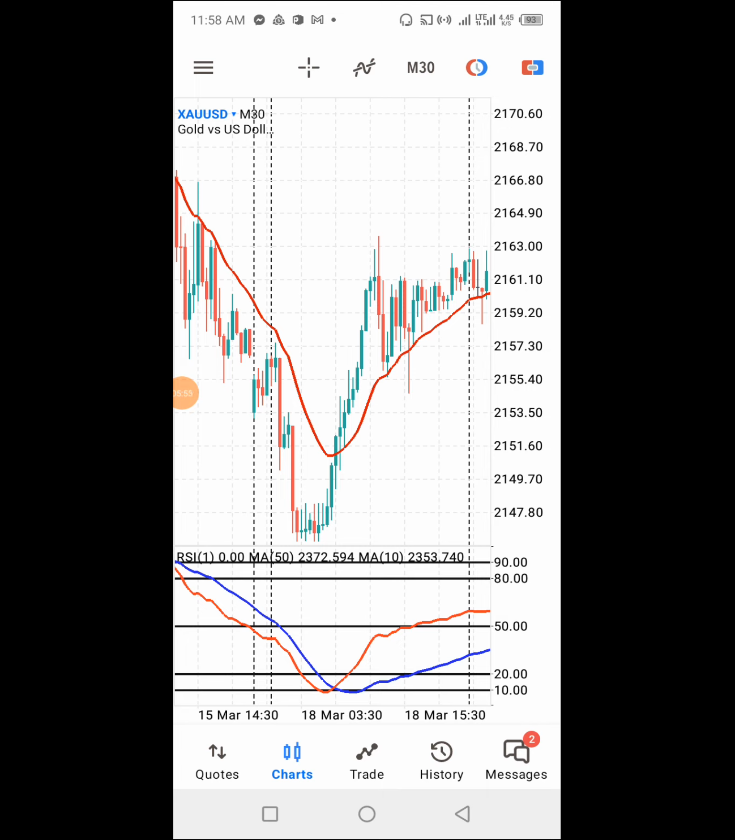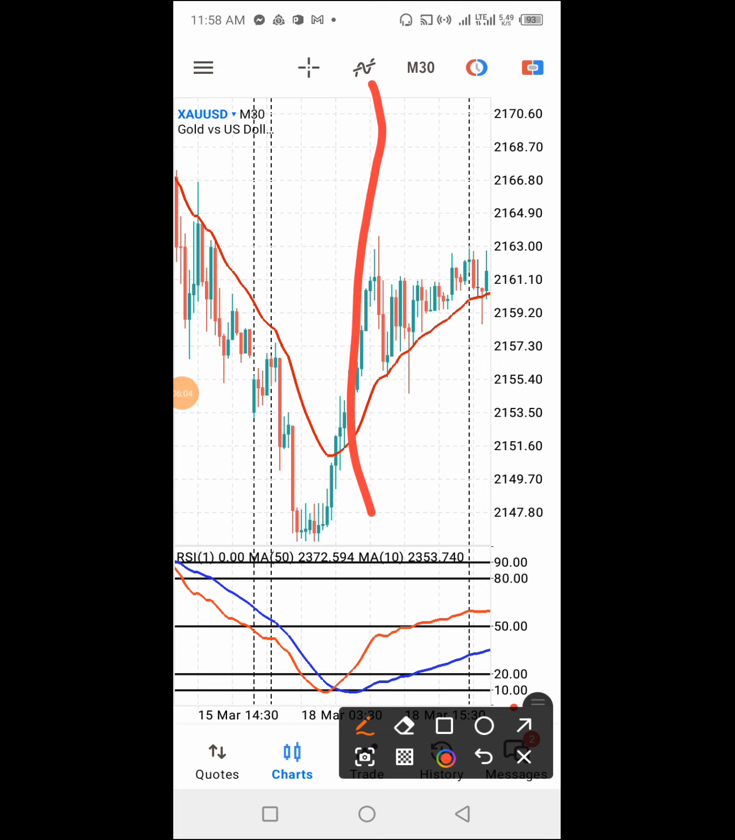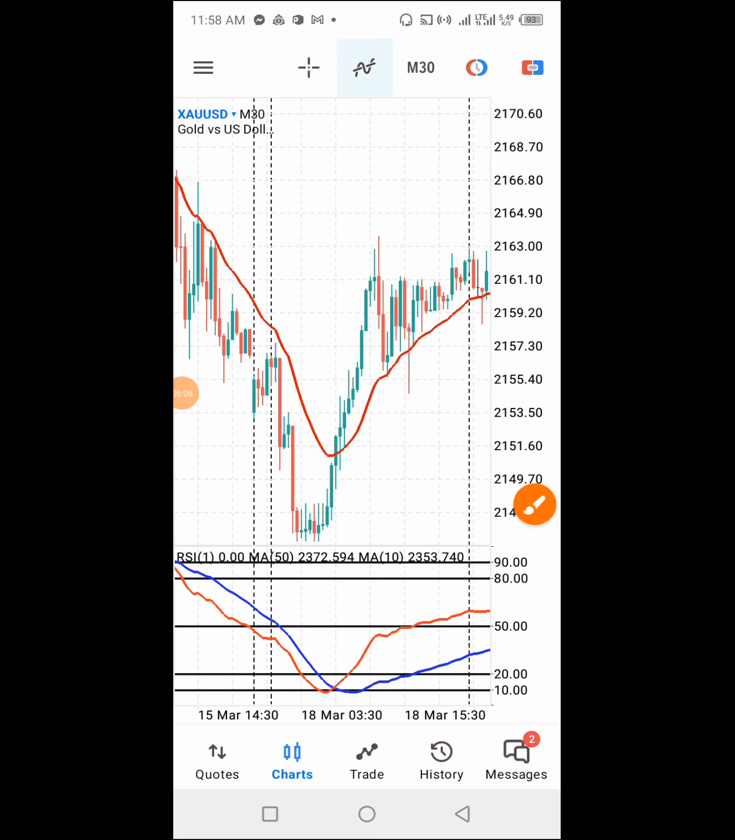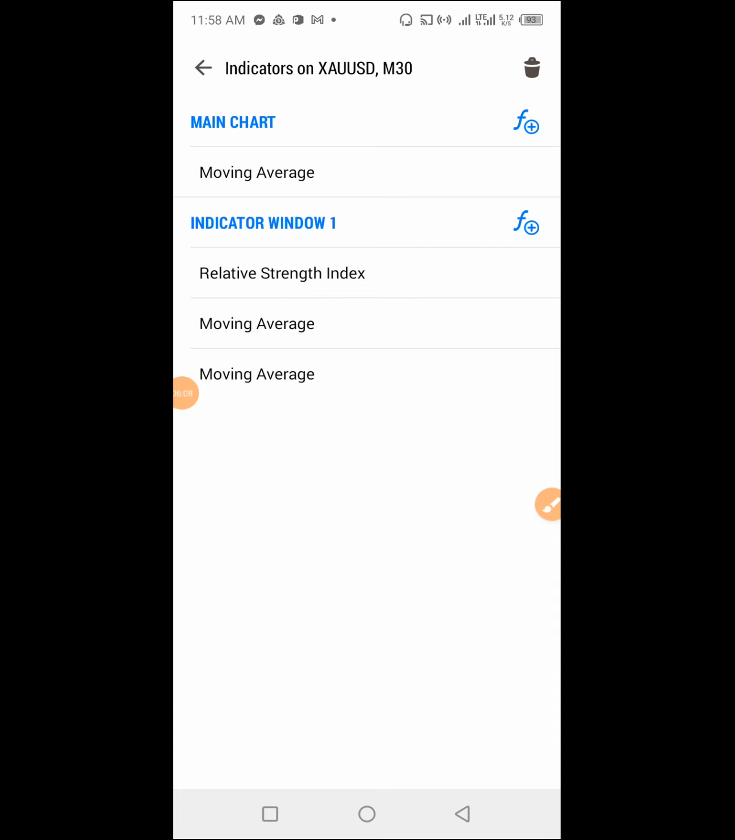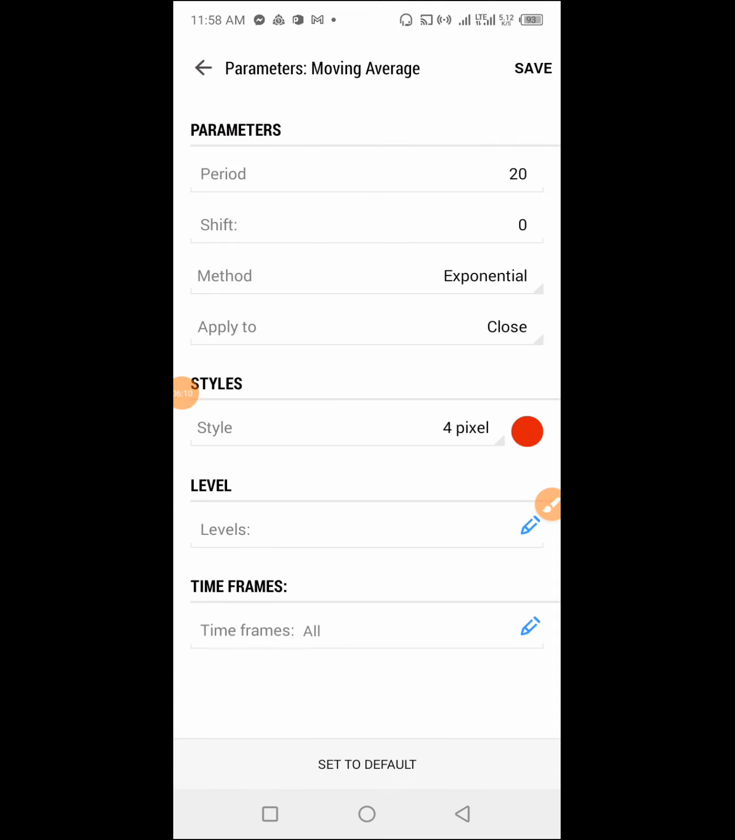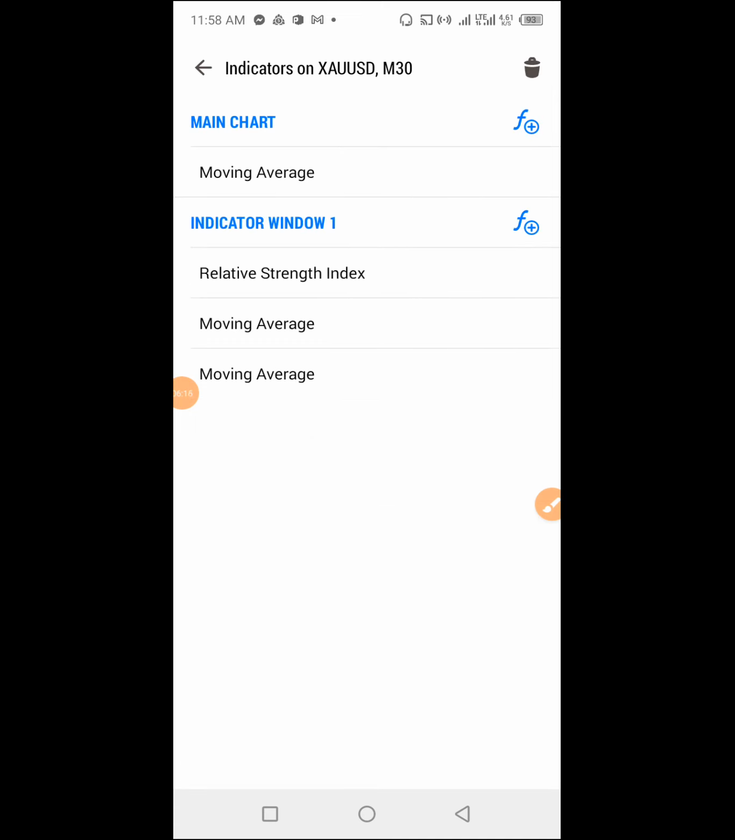So the settings are this. When you click on this icon at the top, just come here, you click on this icon here. When you click on that icon, it will take you to where the indicators are. So the first one we have on the main chart is the moving average 20 exponential. Use any color of your choice. Then you click on save. Then in the window one, we have the RSI.